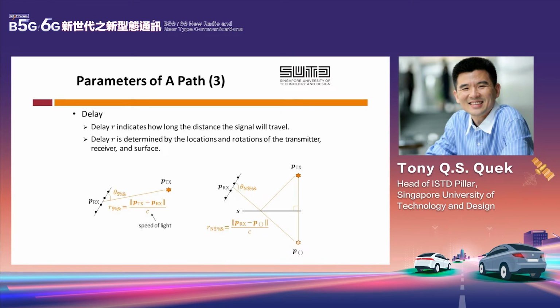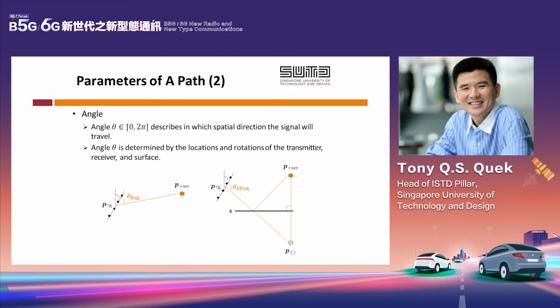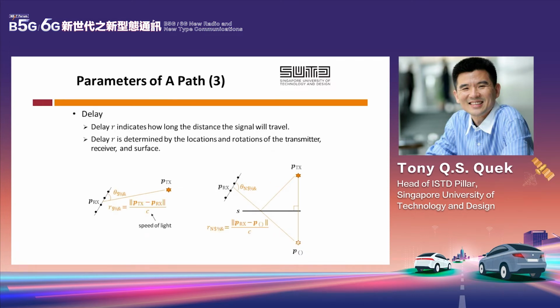Another parameter, as we mentioned, multipath, so you essentially have delay. Delay tau indicates how long the distance the signal will travel, right, to reach the receiver. So this is a notation, while this is my delay for my line of sight, right? And because we are using radio frequency, so this is my speed of light. And delay tau is actually determined also similarly by location and rotation of the transmitter and receiver. So this is my receiver, this is my transmitter, and this is my delay for non-line of sight, right?